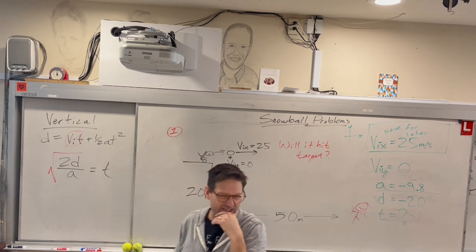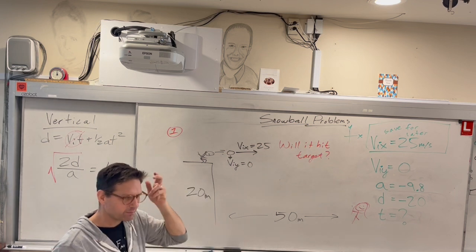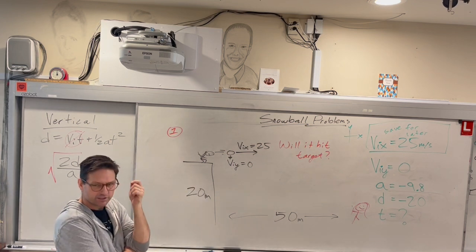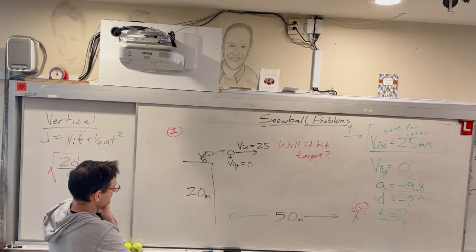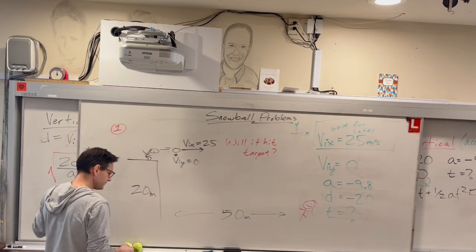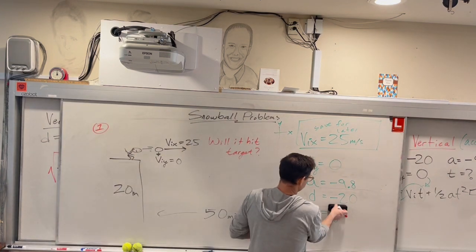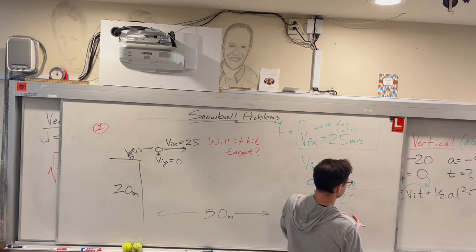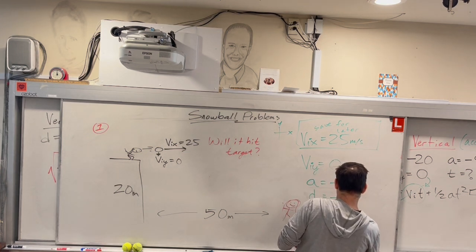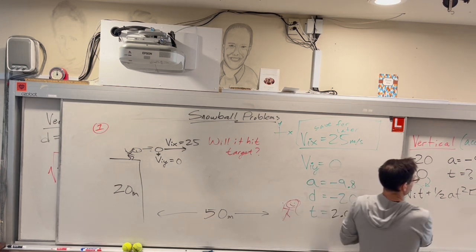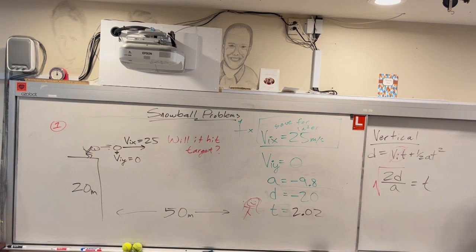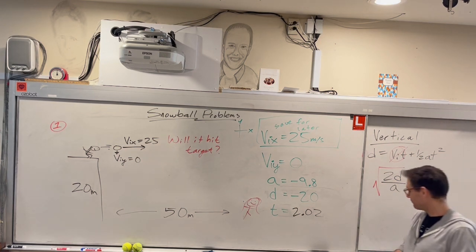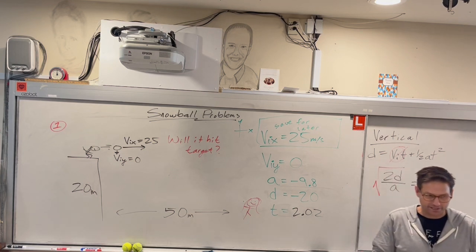Does that make sense? Kind of, sort of. It's a little bit of a mind bender, but once that clicks, then it'll make sense. Okay, so we got a time. What was it? 2 seconds? 2.02. Okay. That's the answer. Now that you have the time, try to figure out if we hit the person down here.